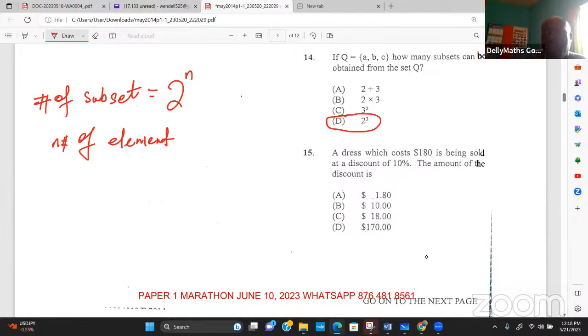So let's look, the number of subsets. This is a multiple choice. The number of subsets of a set, meaning all the sets that you could create using those 3 letters, would be 8.